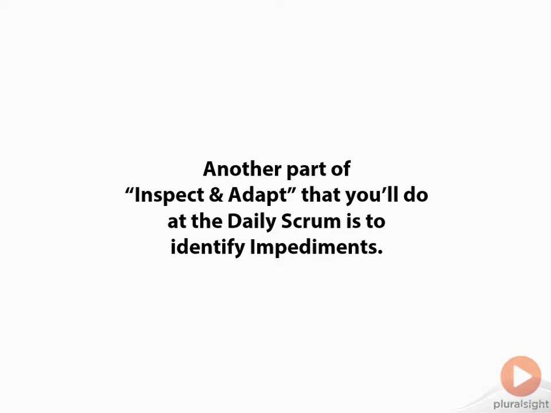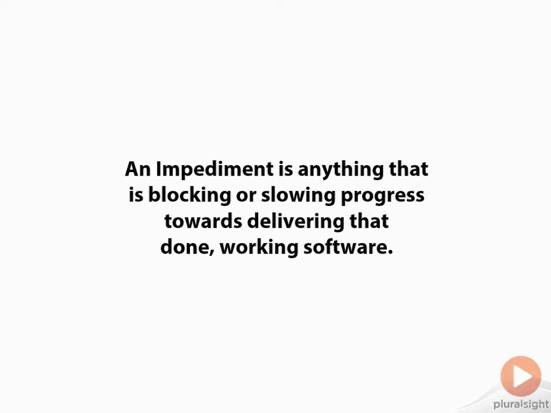Now, another part of that inspect and adapt activity you do at the Daily Scrum is to identify impediments. And an impediment is anything that's slowing down the team towards delivering that done working software.